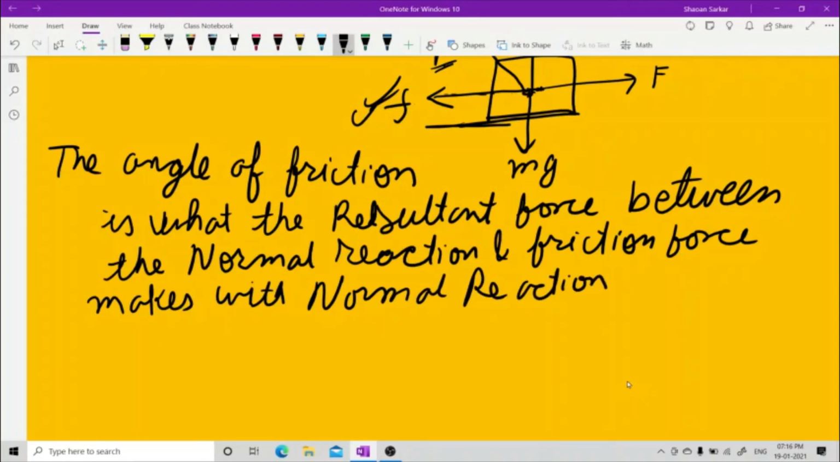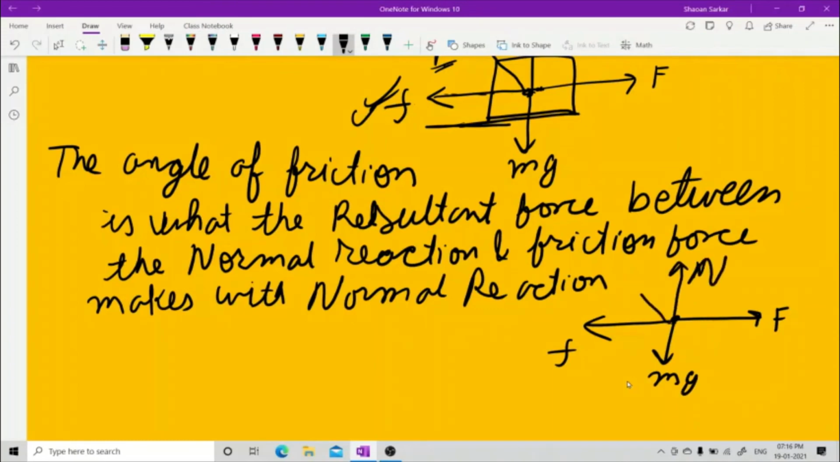Now let me draw the free body diagram of this. This is your force, this is your friction, this is your weight, and this is your normal reaction. Let's make it big. And this is your resultant. Now this is the angle which it makes.